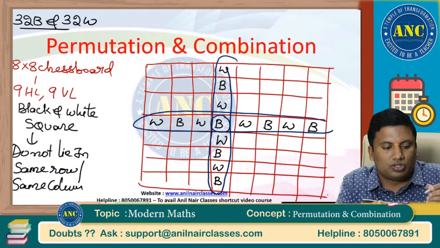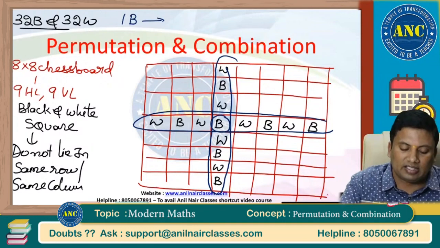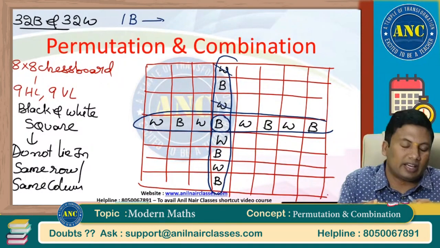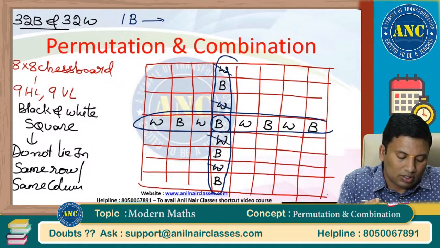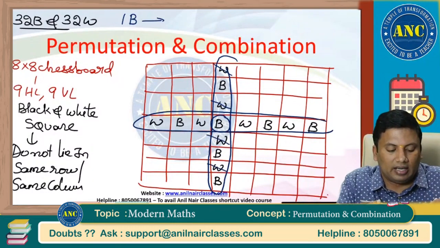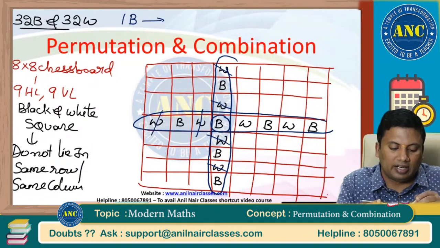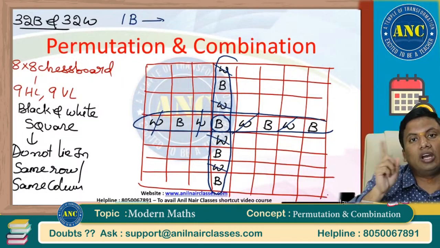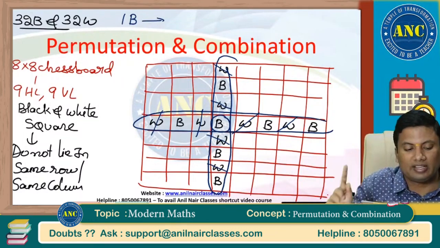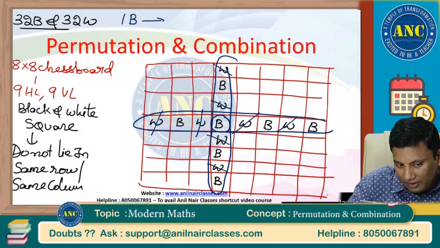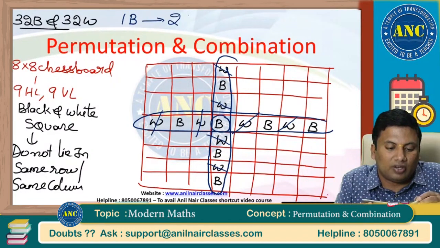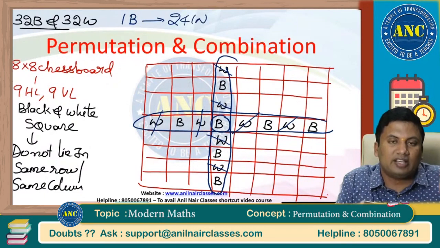Suppose I choose this black. I cannot have white in the same row or same column. So the upper 2 whites are eliminated, because they cannot lie in the same row. Down 2 whites are eliminated. Left side 2 whites are eliminated. Right side 2 whites are eliminated. Top 2, bottom 2, left 2, right 2. 8 whites are eliminated. So out of 32 whites, 8 whites are eliminated. So if I choose that one black, 24 whites I can choose.